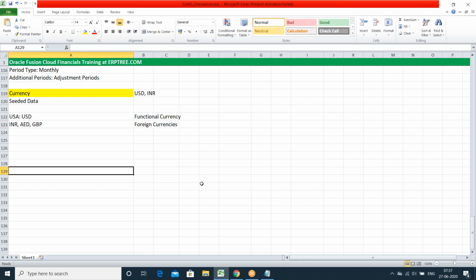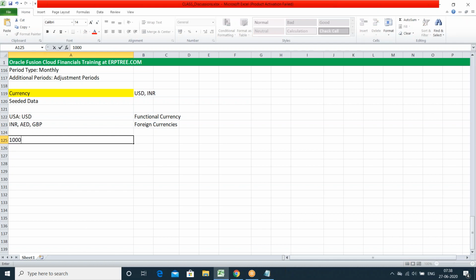So this is a primary classification for currencies which you have to understand as per system. So we have two types of currencies. One is functional currency, the other one is foreign currency. The country's local currency we call as functional currency. Other than local currency, all currencies we call as foreign currencies. Here I'll take a simple example.